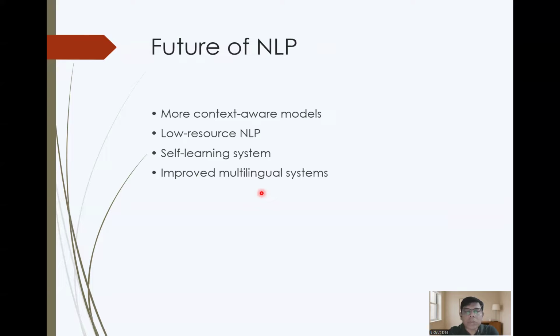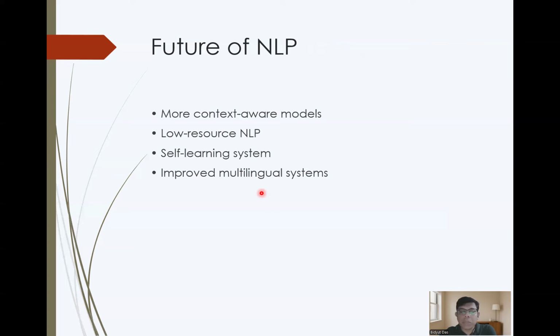Next, what is the future scope of NLP? More contextually aware models are required to give better responses, and low resource NLP. NLP generally uses a huge amount of resources because a huge amount of data is available on the web. Therefore, we require a huge amount of resources.